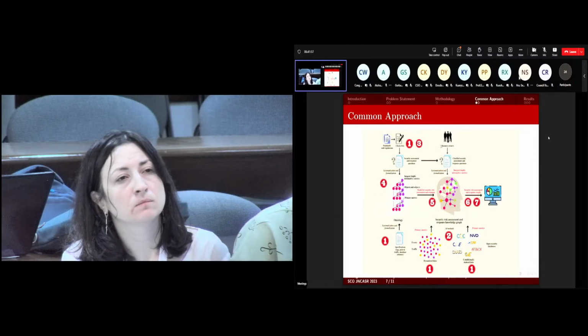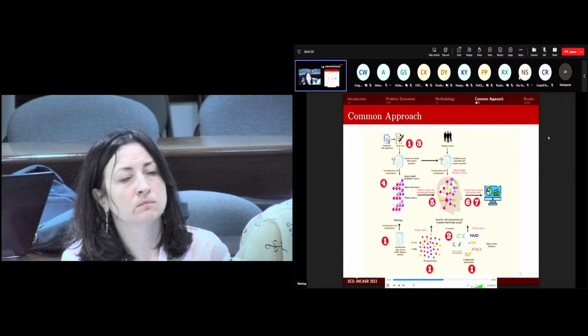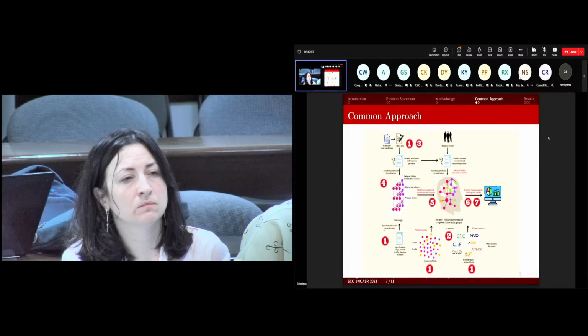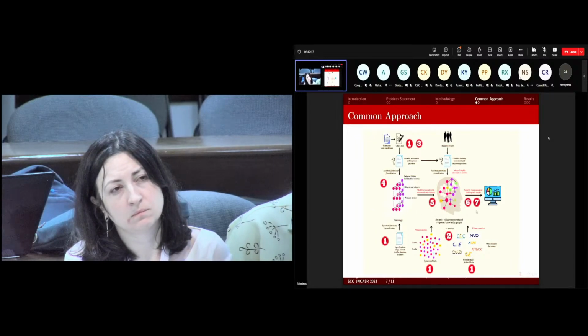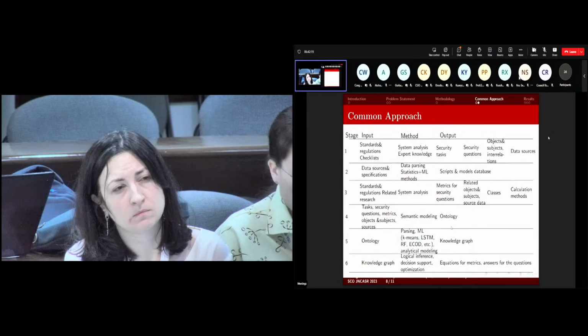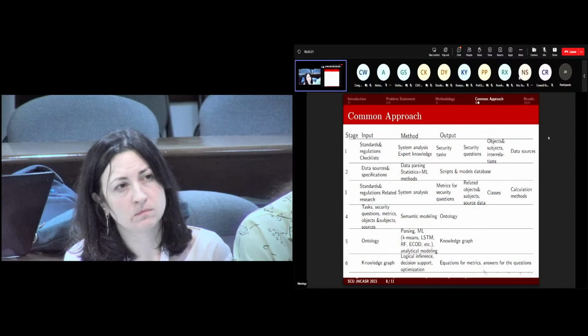It is filled using the dynamical and conditional static data from internal and external sources, processed using artificial intelligence methods. The obtained knowledge graph is used as the basis for inference of equations for metrics calculation, for the security assessment and security decision support. Let me provide some details on the used methods.